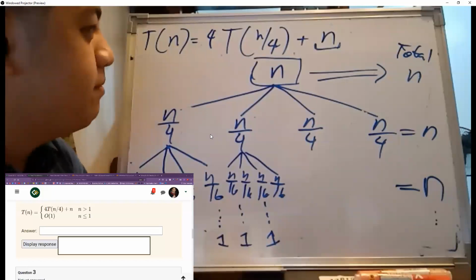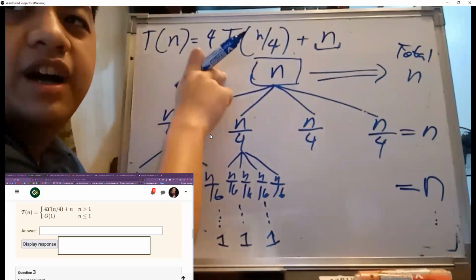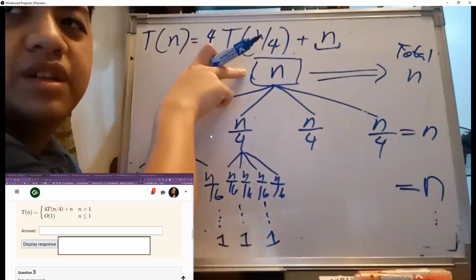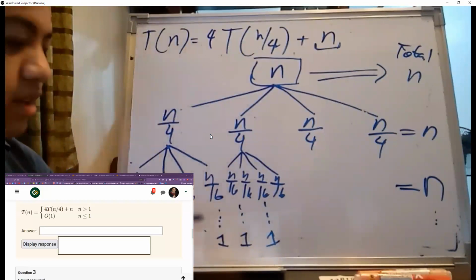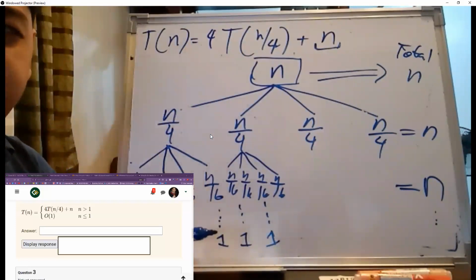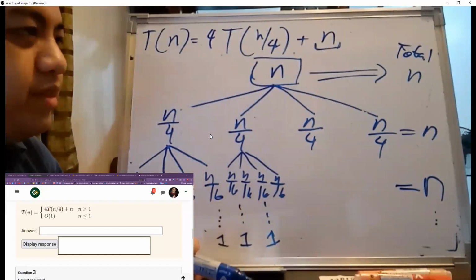So pwede natin isipin, bilangin natin, dito is 1 element or 1 node. Dito is 4 nodes. Dito is 16 nodes. Ito is something to the power of 4, to the nth power.